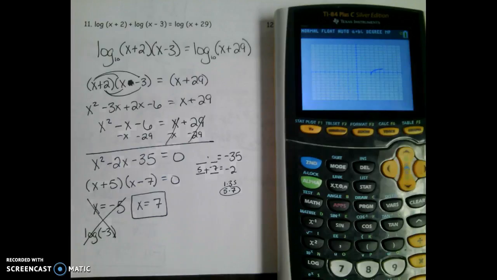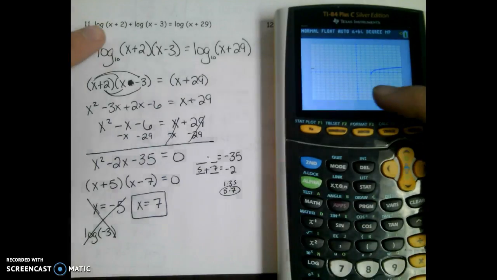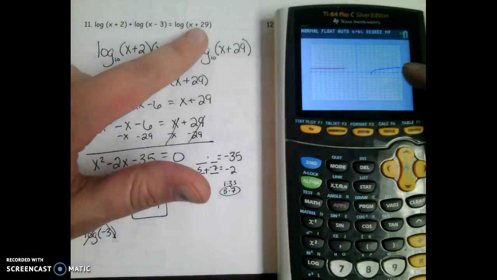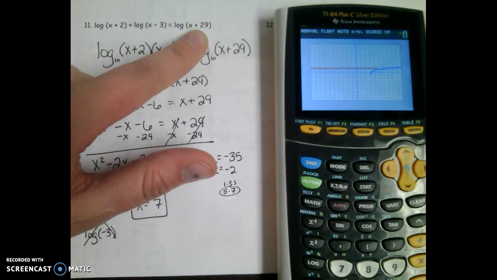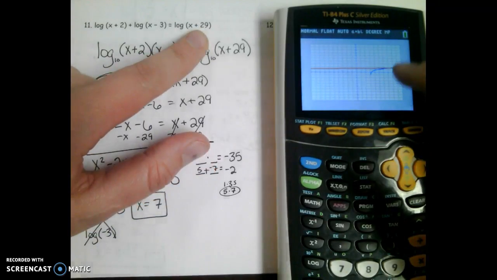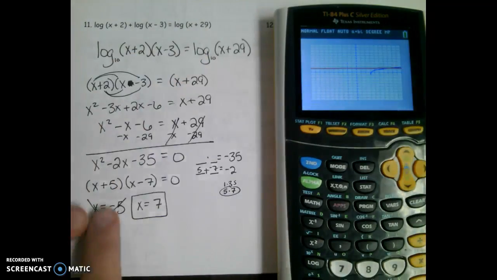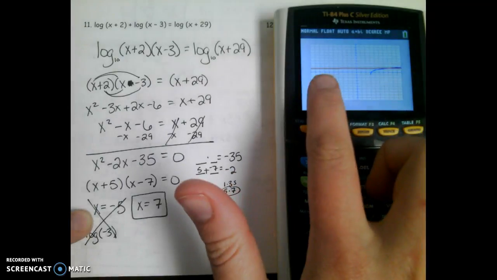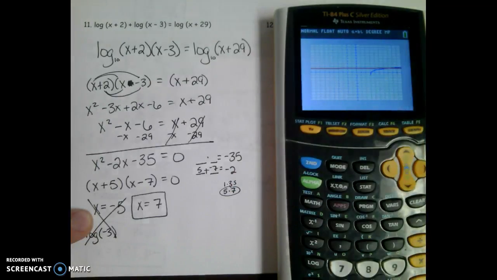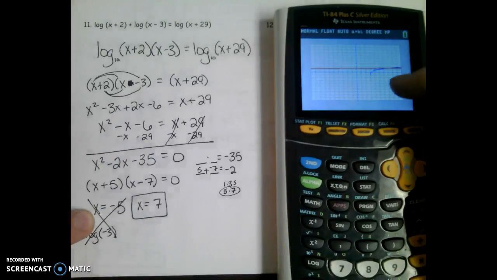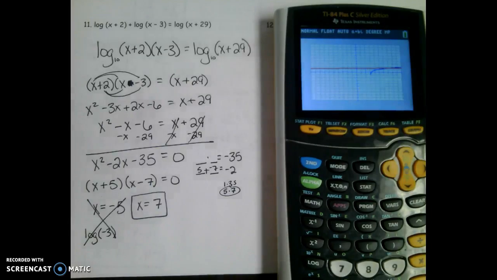So there's the left side, and then the right side is in red. And notice they meet at one place at an x value of 7. When x is -5, notice the blue one doesn't exist over there, so there can't be a solution there. So this is a great way to check your two solutions to see which one is a solution, which one is not a solution. It's a way to visualize it.